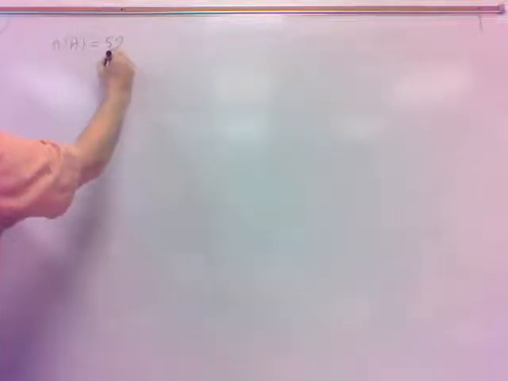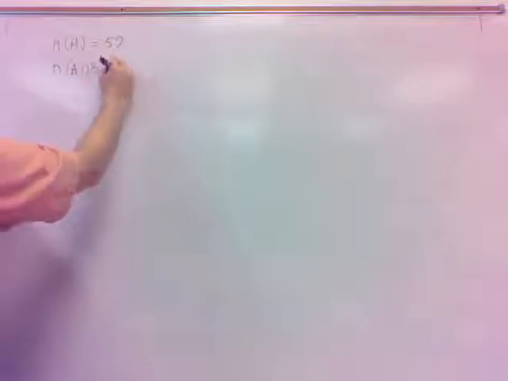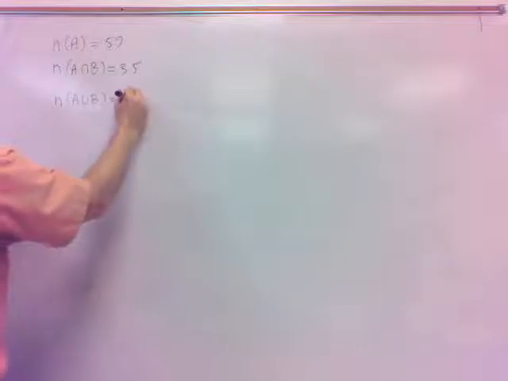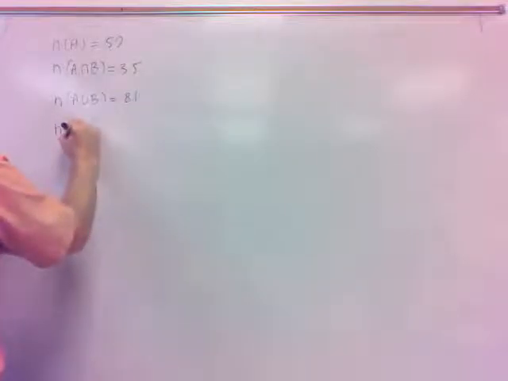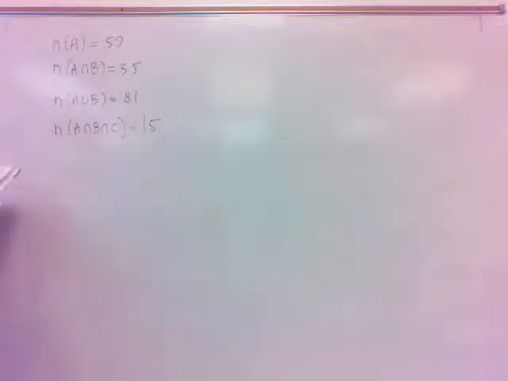Similar problem. This one's out of the book. All right. Let's say I know the number in A is 57. The number in A intersection B is 35. The number in A union B is 81. The number in A intersection B intersection C, added a C there. Okay, we got 3 sets in this case. The number in A intersection B intersection C is 15.